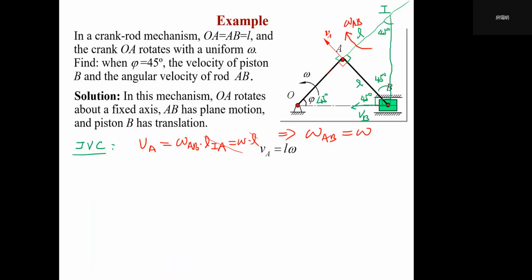And then if you guys can understand this magnitude, you also can understand this direction. Then you can find here, actually, VB should equal omega AB times LIB, right? So here is another right triangle. So here's L, so this length will be square root 2 L, right? So we find VB equals omega AB times LIB, equals omega times square root 2 L. See? Also the same result.